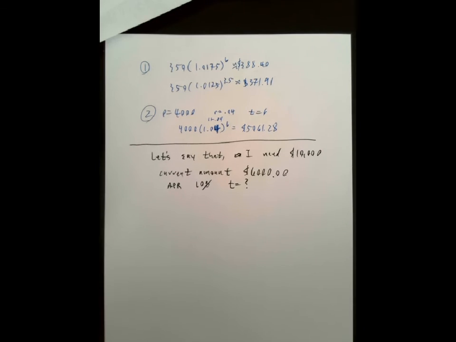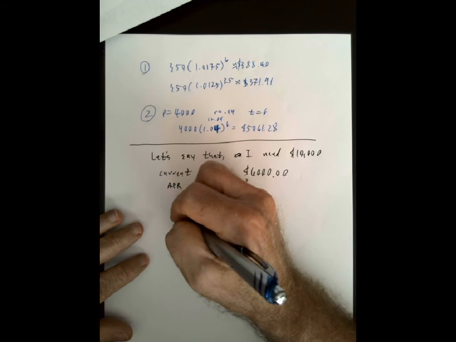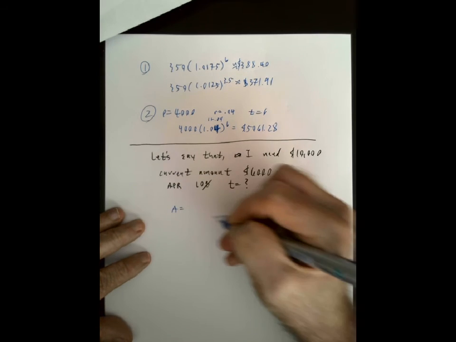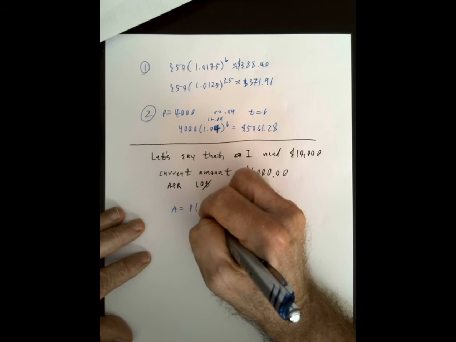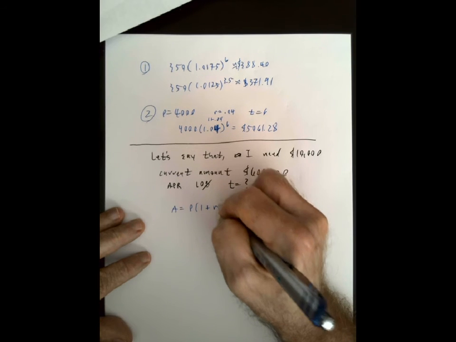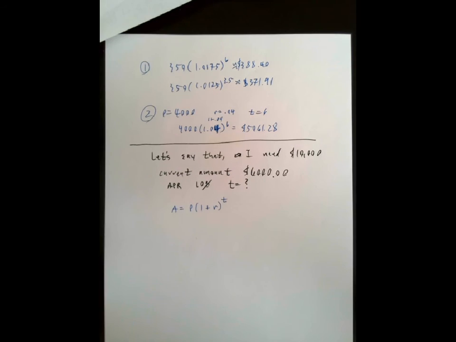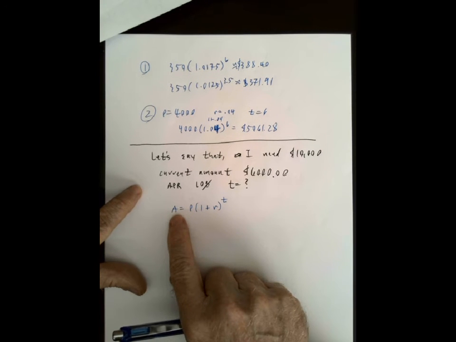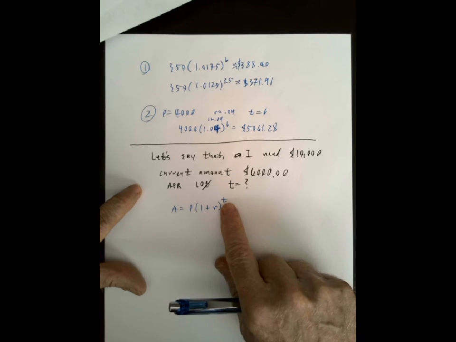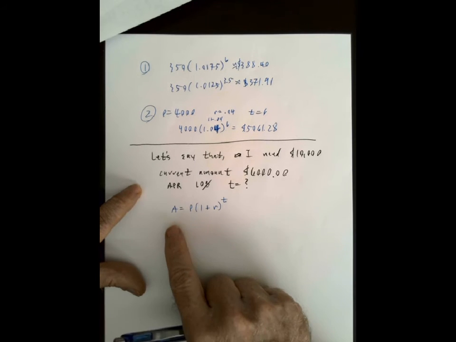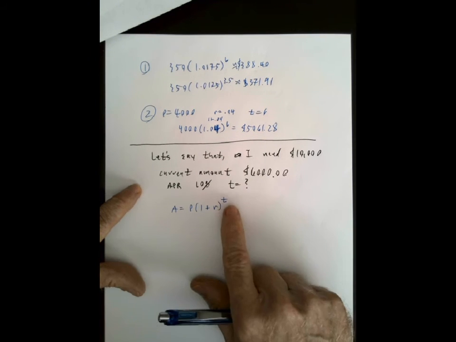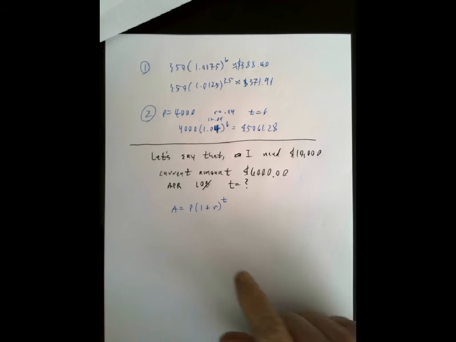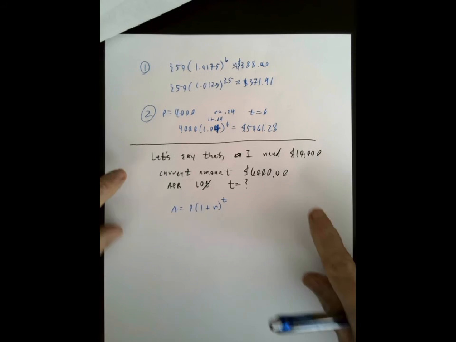Well, we're going to use the same formula. A is equal to P times 1 plus R to the T power. We're using the same formula because it's the same situation. It's just that instead of being given T and solving for A, we're going to be given A and we're going to be solving for T. So we're going to set up the formula the same way.